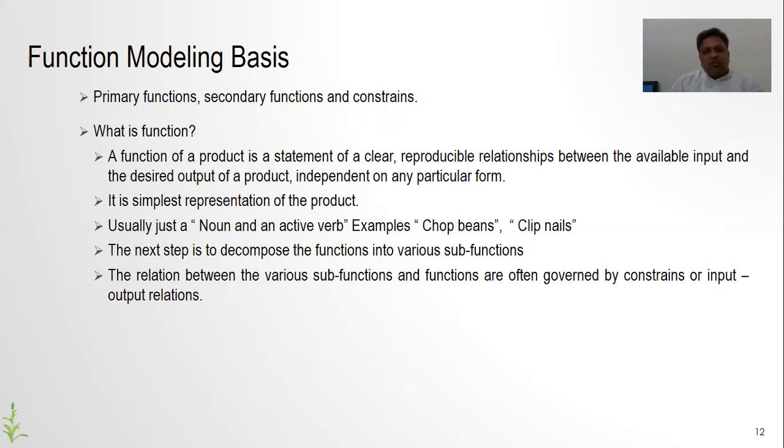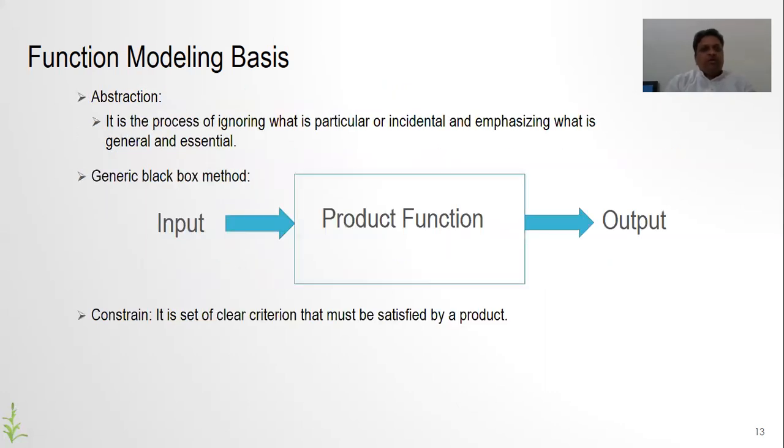The next step is to decompose the functions into various subfunctions. The relations between the various subfunctions and functions are often governed by constraints or input-output relations. So, function modeling basics: abstraction. It is the process of ignoring what is particular or incidental and emphasizing what is general and essential. Generic black box method: whatever you input, the product functions, then it gives output. A constraint is a set of clear criteria that must be satisfied by the product.